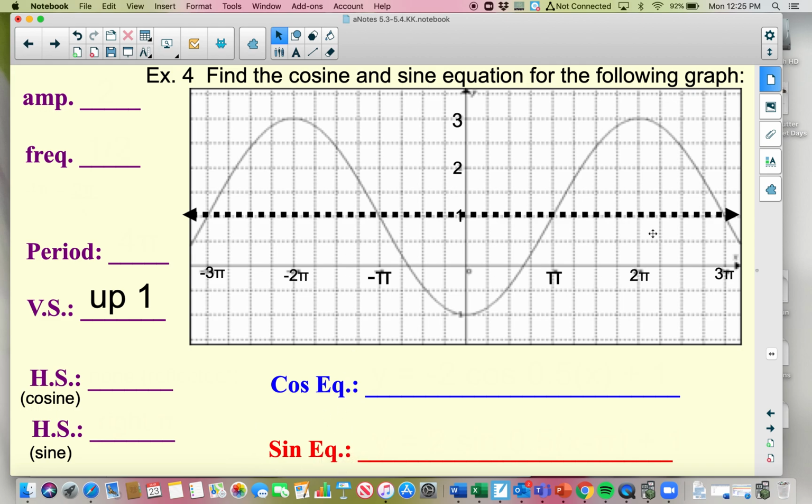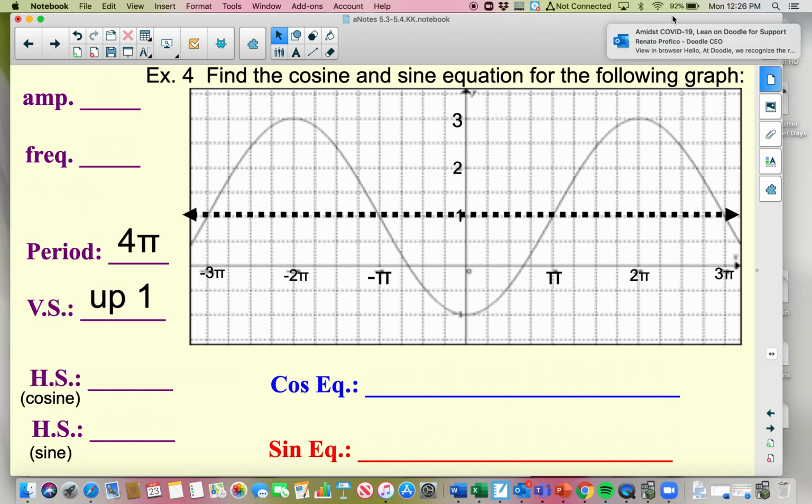The period length, well, pick a cycle. I'm going to start here at -2 pi up at the maximum. If I start here, it's got to hit the min and come back up to the max. So that period length was from -2 pi all the way to 2 pi. What is that length? It's 4 pi. Okay, so the period is 4 pi.